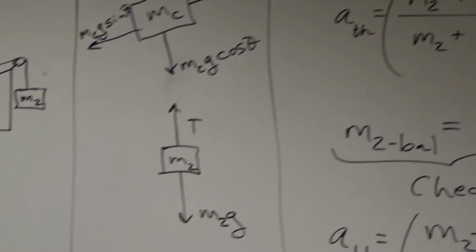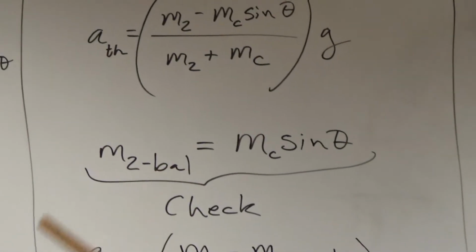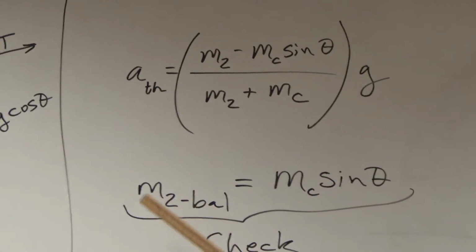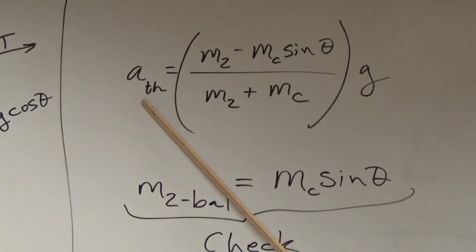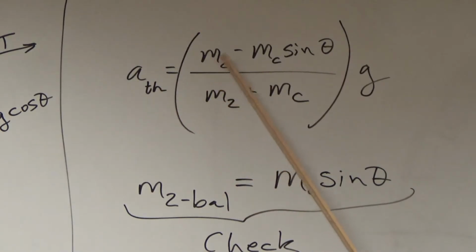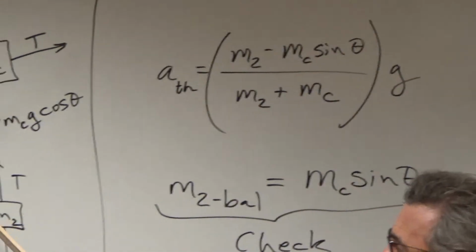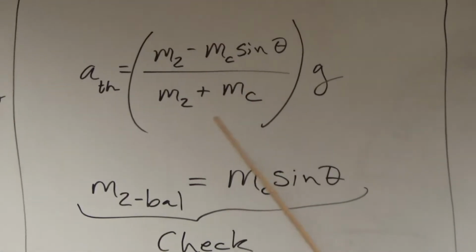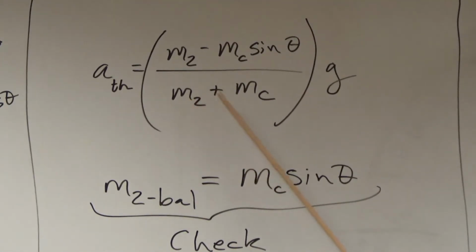I'm not going to show the derivation of how to get to this equation. We'll do it in class, or we have done it in class. So you get that the theoretical acceleration is m2 minus mc sine theta, the difference in these masses, divided by the total mass of the system, which is m2 plus mc, all times g. So in a perfect world, that should be what the acceleration is for the cart. Now, how did I find balance?